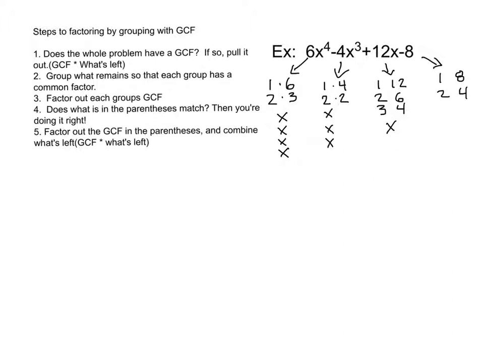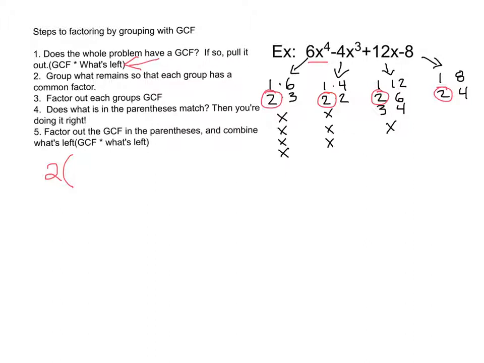As we look at these, we should see that right off the bat, we share a common factor. In this case, that common factor is the number 2. So we can pull out that number 2 as a GCF and get, once again, GCF times what's left. So I pull my GCF out and I start division.